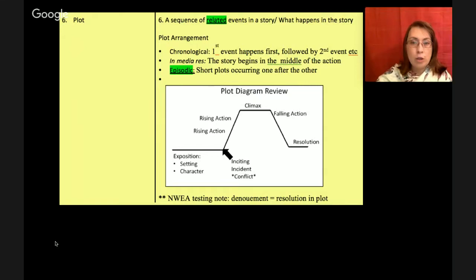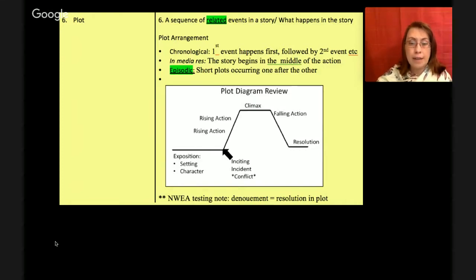And the last type here is called episodic. And these are short plots occurring one after the other. This is different than a short story or a sequel. This is within the same story. A problem happens, it's solved, which leads to another problem, which is also solved, which leads to another problem, which is also solved. So they're like short episodes, but they all tie together.